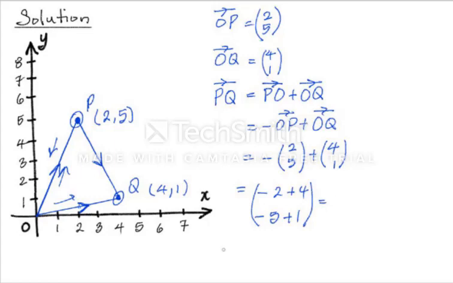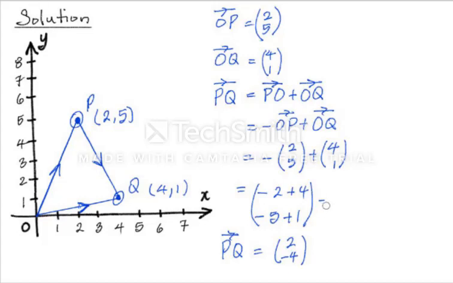And therefore the vector PQ would be the vector (2, -4). All right, so that's how you would have used the position vectors to determine the displacement vector PQ.